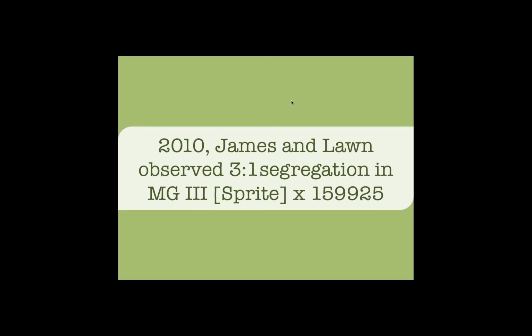However, when James and Lawn released their Melrose variety in 2010, they observed a 3-to-1 segregation, using a maturity group 3 Sprite and using 159925 as the long juvenile donor. So now I have even more questions. So why are we seeing this inconsistent segregation ratio?